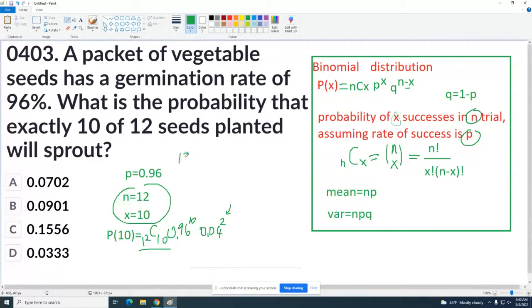So how do we calculate 12C10? It's a combination number. We will calculate 12 factorial divided by 2 factorial times 10 factorial. So that's the same as our calculation. I guess that could be a problem if we're calculating this.